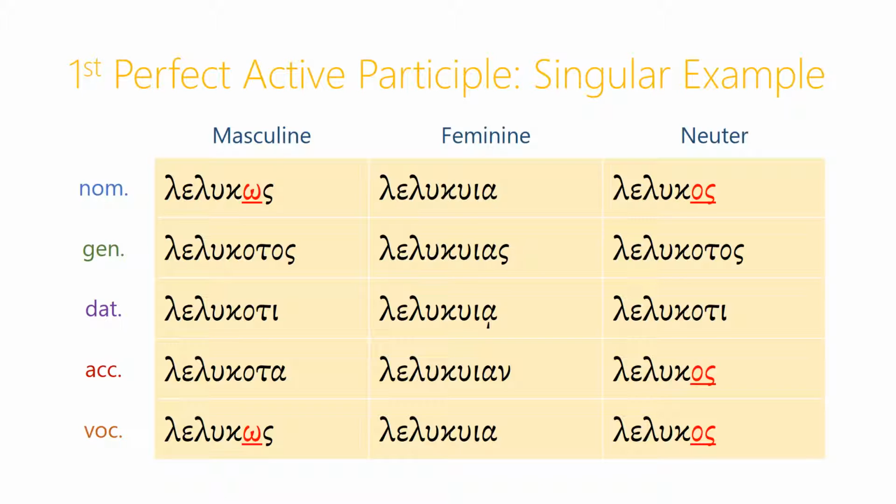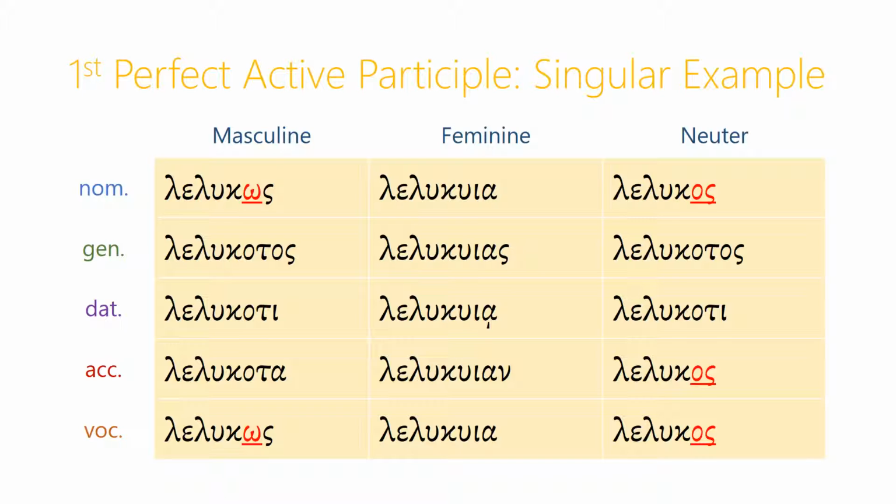And then there are just a couple of places where the voice indicators disappear and collapse, and the connecting vowels do something slightly unusual. In the nominative masculine singular, the connecting vowel omicron lengthens to an omega, and so we have an os ending instead of an ot ending of some kind. And since the nominative masculine singular for third declension nouns is the same as the vocative often, lelukos is also the vocative form. That's one that you just have to memorize.